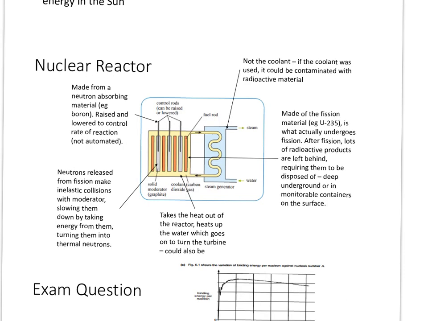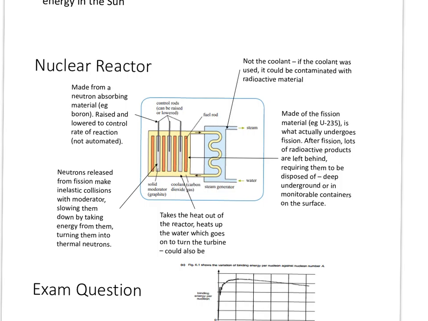This is inside the core of a nuclear reactor used in nuclear fission. The control rods are made from a neutron-absorbing material, for example boron, and are raised and lowered to control the rate of reaction. Raising them speeds it up, and lowering them slows it down. The coolant is usually carbon dioxide gas, although it can be pressurized water and other coolants, and is used to take the heat out of the reactor, which goes on to heat the water, which goes on to turn the turbine.